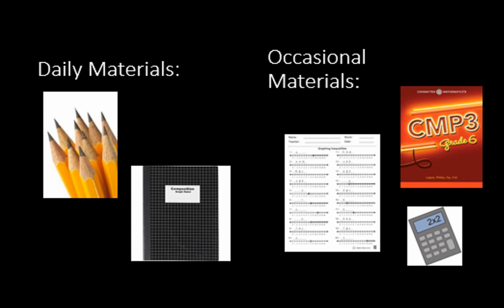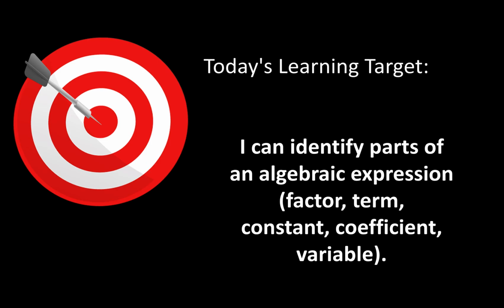Today, we will not need our textbook or a calculator. Today, we'll be learning about how to identify parts of an algebraic expression. The vocabulary words that are most important right now are factor, term, constant, coefficient, and variable. At any point, if you hear me use these words, it's very important that you pay attention and really understand what I'm trying to say about them. Some of them are related, all of them are related, so it might be a little bit confusing at parts, but I'll try to go back and make sense of things if it gets confusing.